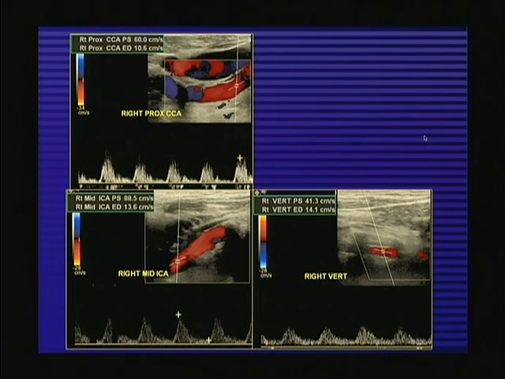Here there's one abnormality noted in all the waveforms. What is it? What do you notice on all three waveforms from the right side? They all demonstrate a tardus configuration. Everyone see that? We don't have a nice normal rise. There is a delay to peak systole. It looks like a TP, tardus parvus. Okay? Now let's look at the left side.